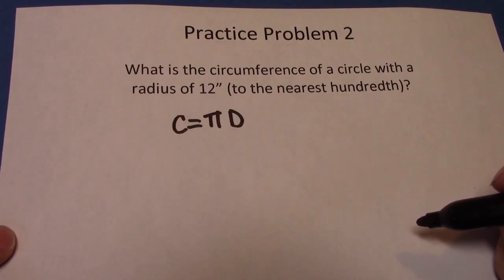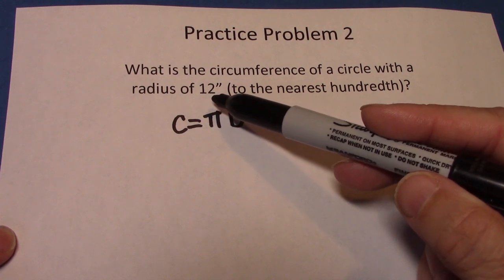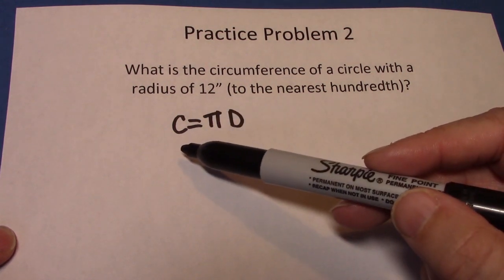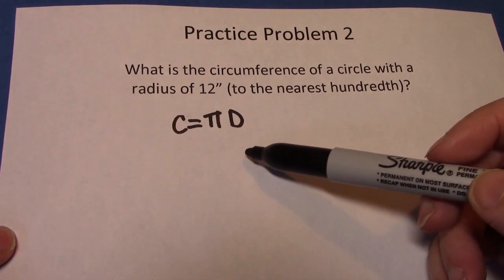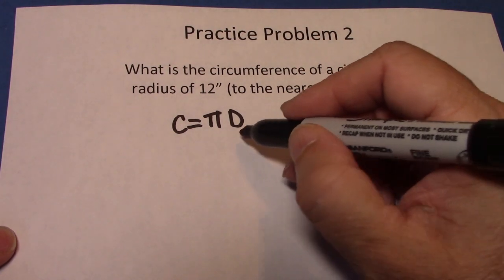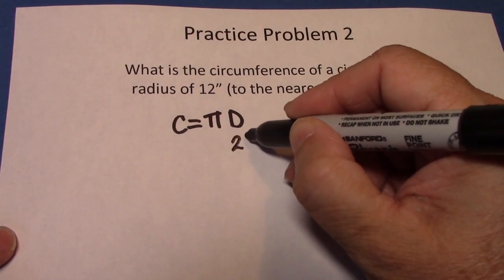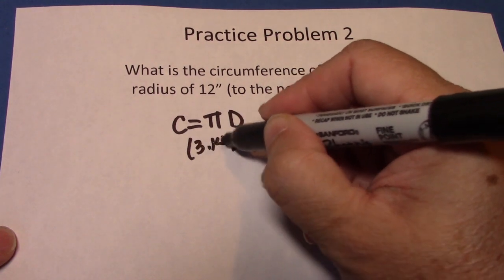Problem number 2. What is the circumference of a circle with a radius of 12 inches to the nearest hundredth? Well, be careful here because radius is the 12 inches. Our formula lists it as the diameter. Circumference equals pi times the diameter. And of course, a diameter is twice the radius. So the diameter is 24 times pi.